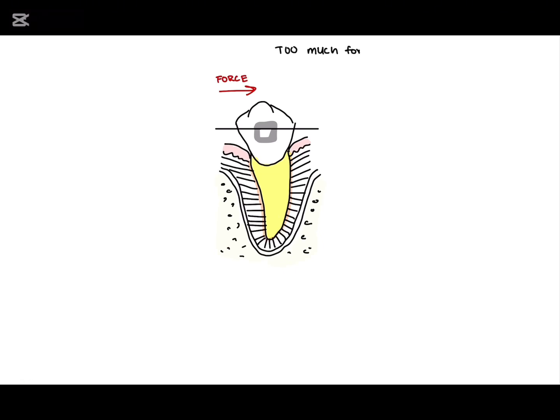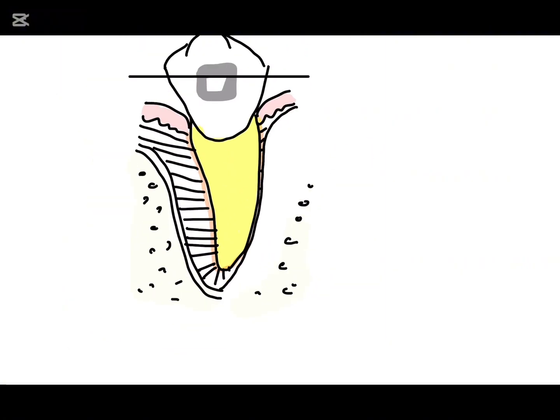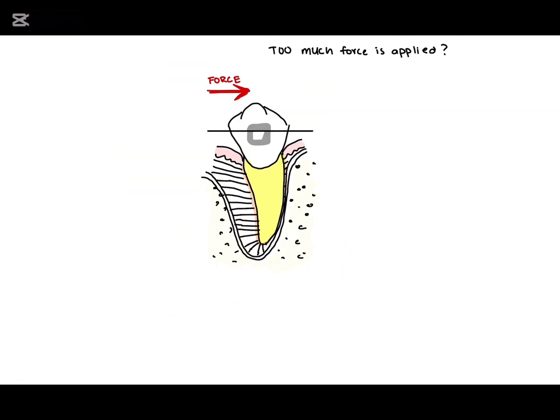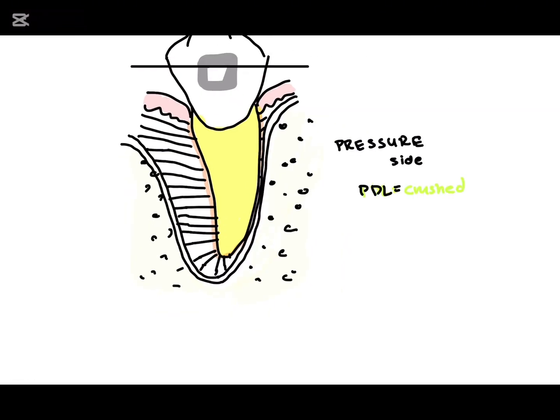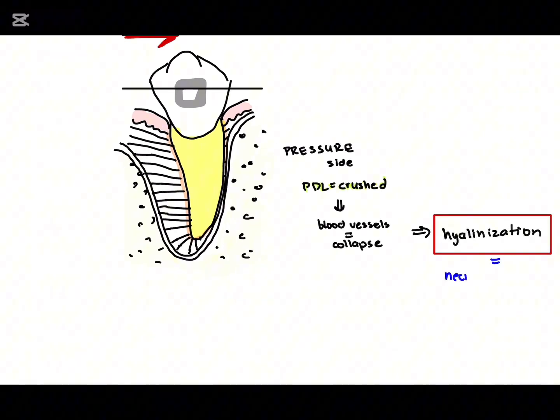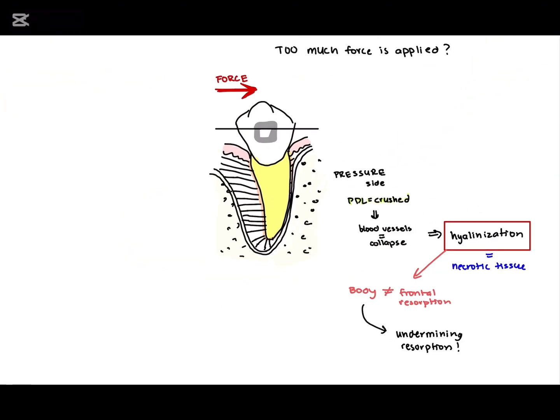But if too much force is applied, then the PDL on the pressure side gets crushed, and on the tension side, the PDL gets overstretched. So again, on the pressure side, the PDL gets crushed. This causes the blood vessels to collapse, which makes us get something called hyalinization, which is when the tissue dies due to a lack of blood flow. In these cases, the body can no longer do frontal resorption because it becomes a necrotic tissue. Instead, it has to work around the dead tissue with something called undermining resorption, which takes longer and is less ideal. Meanwhile, on the tension side, the PDL is overstretched, which means that the blood vessels were torn from overstretching.